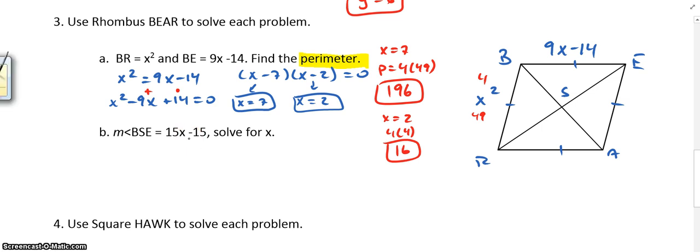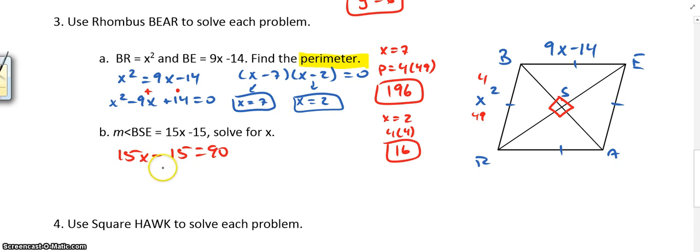And then the second application we have here is angle BSE is 15x minus 15. So we're talking about this angle here. But fortunately for us, we know the diagonals intersect at 90 degrees in a rhombus. That makes our life really easy because we know 15x minus 15 is equal to 90. Any angle given to us in there is equal to 90.